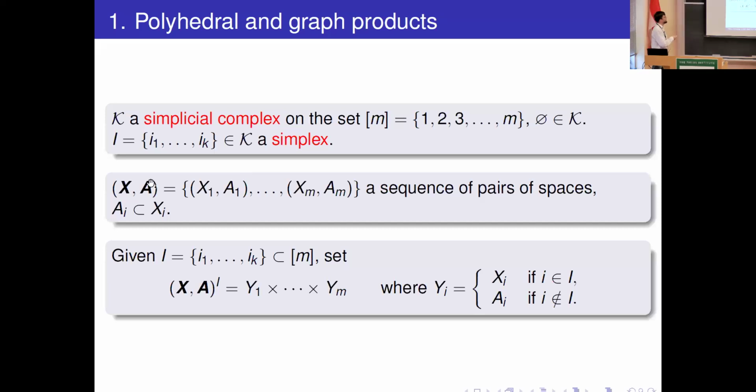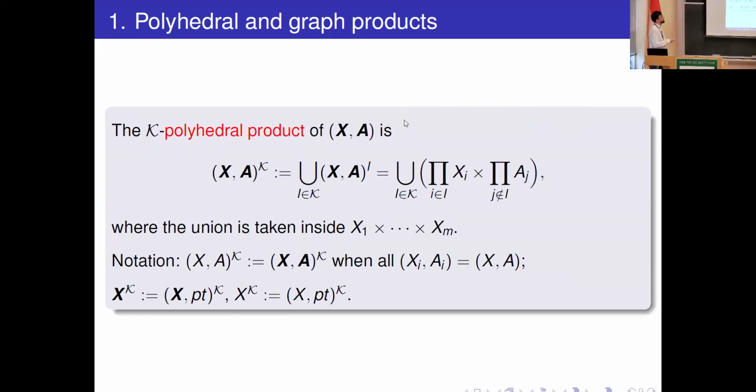Let (X, A), in bold, be a sequence of pairs of spaces where A_i is a subset of X_i. Given a subset I of [m], we have (X, A)^I, the product of Γ_i, where Γ_i equals X_i if i is in I, and A_i if i is not in I. The K-polyhedral product of (X, A) is the union over all simplices I of the simplicial complex K, where this union is taken inside the product of the X_i.